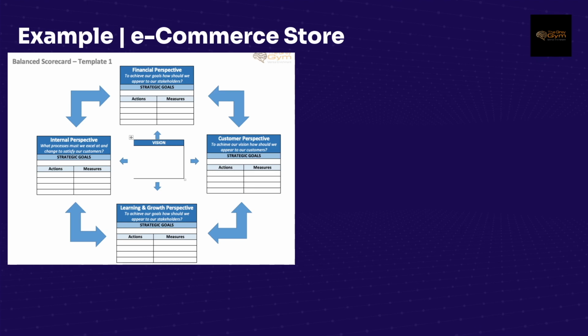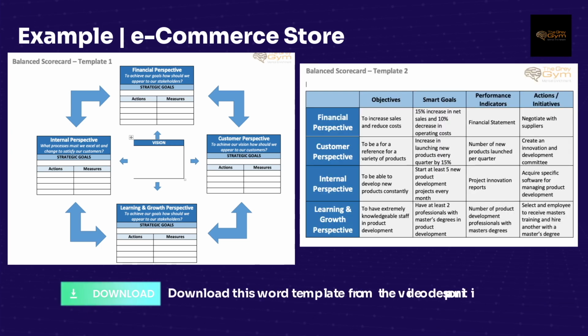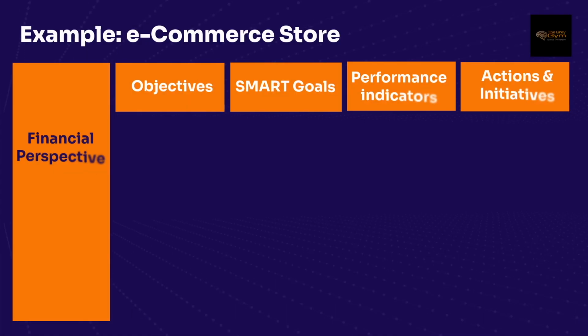Now you will find various iterations of a balanced scorecard on the internet. Some of them are formatted like this in the form of a wheel, and then there are some just in the form of a table, which is what we will use today for this example. And remember, you will find a free link to download this template, both of them in the video description below. So this is what a balanced scorecard looks like. On one side we have the 4 perspectives, then we have 4 columns which are objectives, goals, indicators which are your performance indicators, and then initiatives or actions that we can take to make sure we achieve our goals, right?